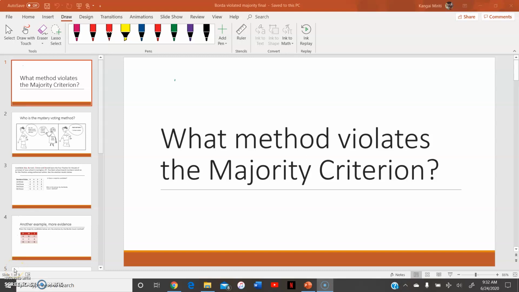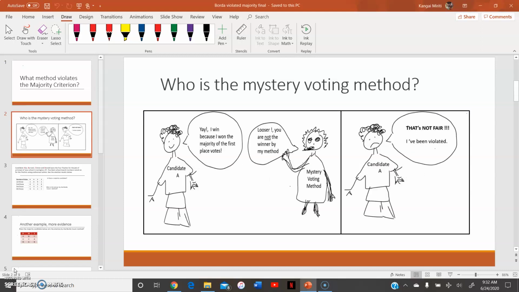So we want to figure out what method violates the majority criterion. In other words, of all the voting methods that we've studied so far, which one is not fair in relation to the majority criteria? So let's look back at a cartoon that we saw earlier.